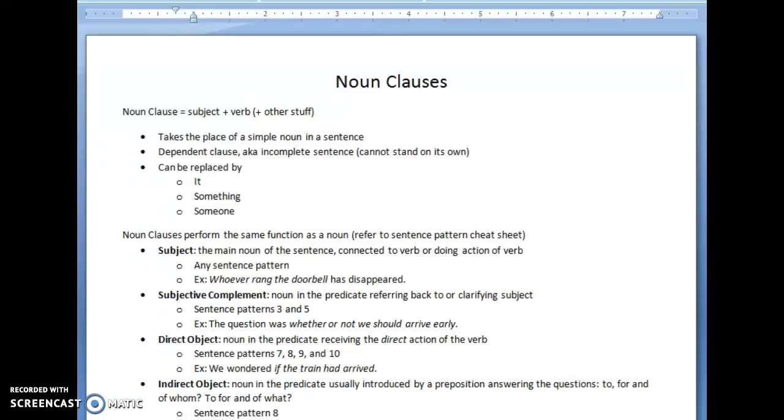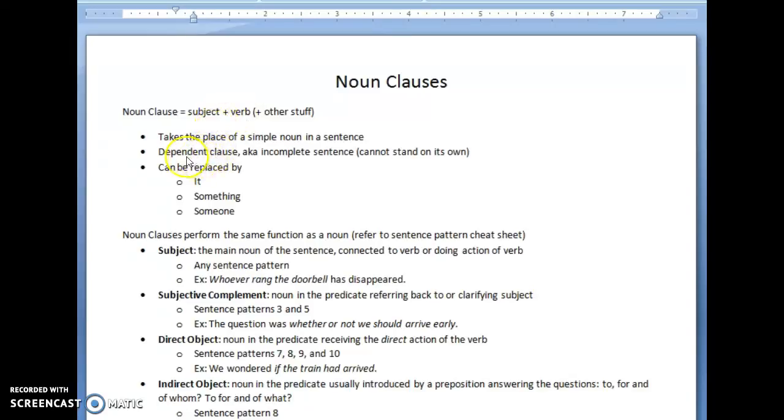So to start with the very basic, a noun clause is composed of a subject and a verb. That looks really familiar. There could be other stuff, and often there is, but the two essential components are the subject and the verb. And this phrase takes the place and functions the same as a noun in a sentence. Up to this point in the semester, we've been looking at simple nouns, which are composed of one or maybe two words at the most. And now we're replacing those with an entire phrase.